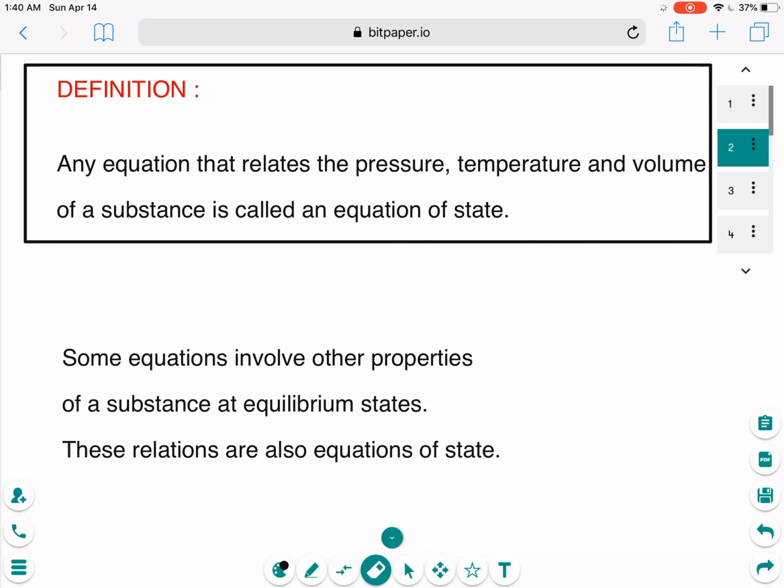What is an equation of state? Any equation that relates the pressure, temperature, and volume of a substance is an equation of state. Some equations involve other properties of a substance at equilibrium states, so these relations are also equations of state. We don't necessarily have to have pressure, temperature, and volume. We can have other properties in an equation, and those equations are also considered equations of state.